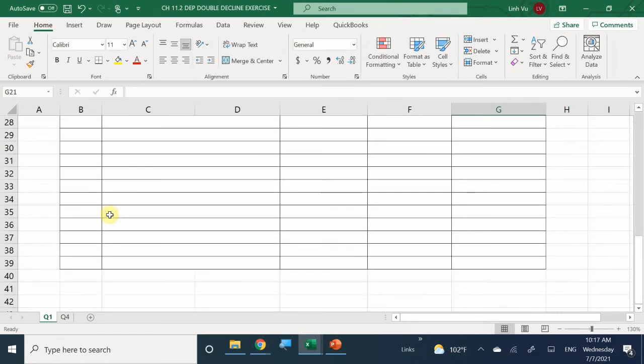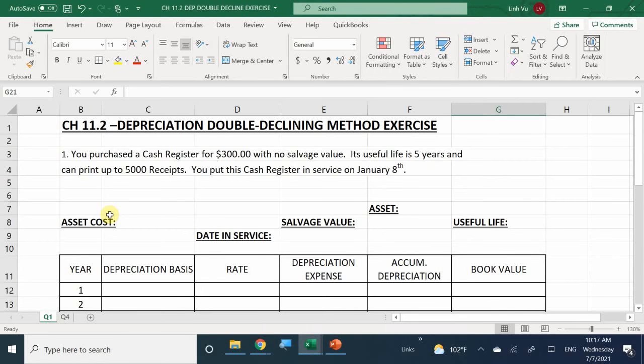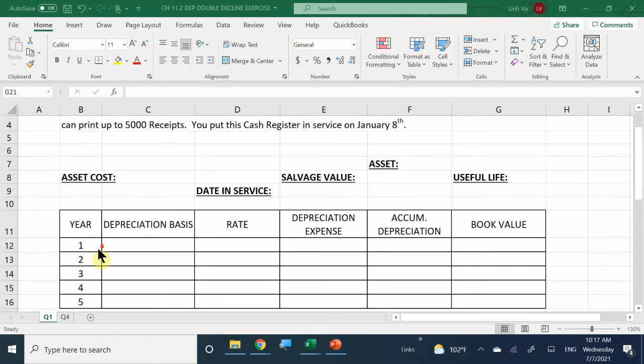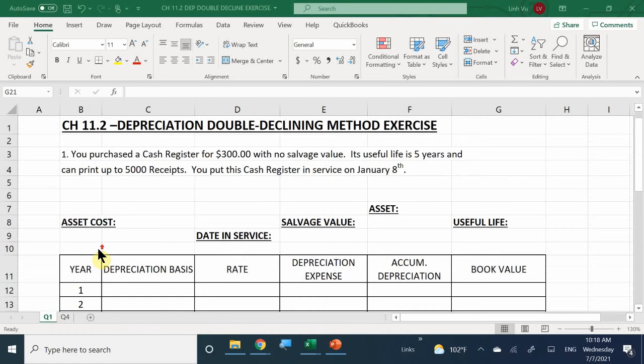All right, so let's dive right into the 11.2 exercises. Let's start off with question number 1. Question number 1 says that you purchased a cash register for $300 with no salvage value.